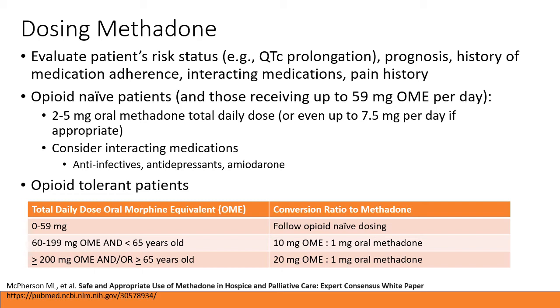Now, occasionally someone will be just over the 60 milligram mark, which defaults to the 10 or 20 to 1. Maybe they're on 65 milligrams a day of oral morphine, and we feel compelled to use the 20 to 1, but it ends up that that's going to be a lower number than if the patient were opioid naive. So you do have to use a little professional judgment here as well.